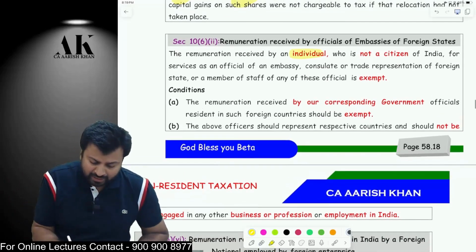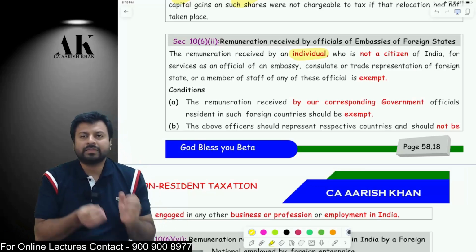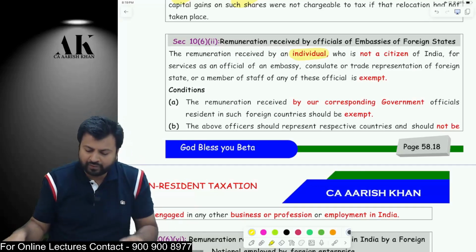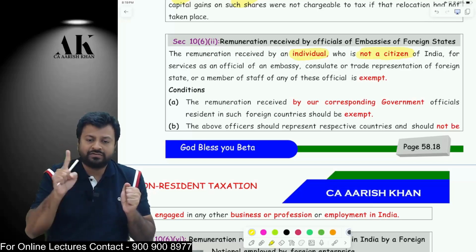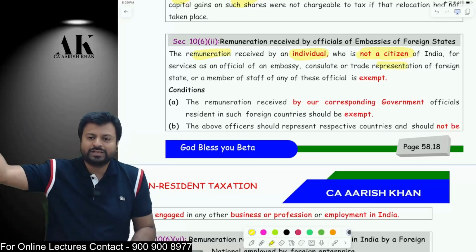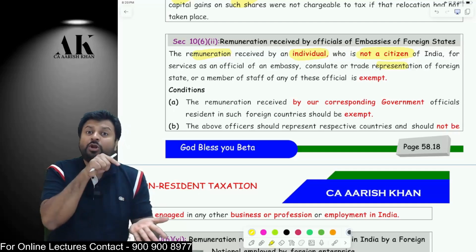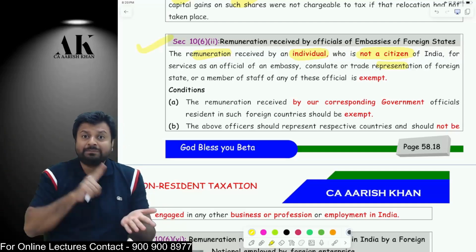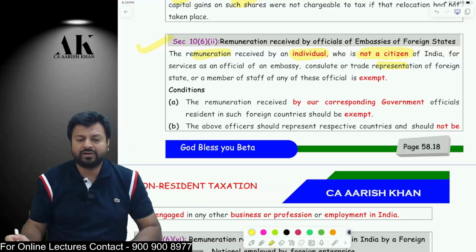This is a remuneration received by an individual. Suppose there is a US embassy in India, okay, in which there is a person who is working, who is not a citizen of India. First of all, that person who is working in the US embassy in India should not be a citizen of India. Okay. Now, if he is receiving some remuneration from his country, the US government is giving him some remuneration, that will be exempt. The person should not be a citizen of India. One of the important criteria to claim exemption is that the US embassy employee should not be a citizen of India. I am saying it again and again.